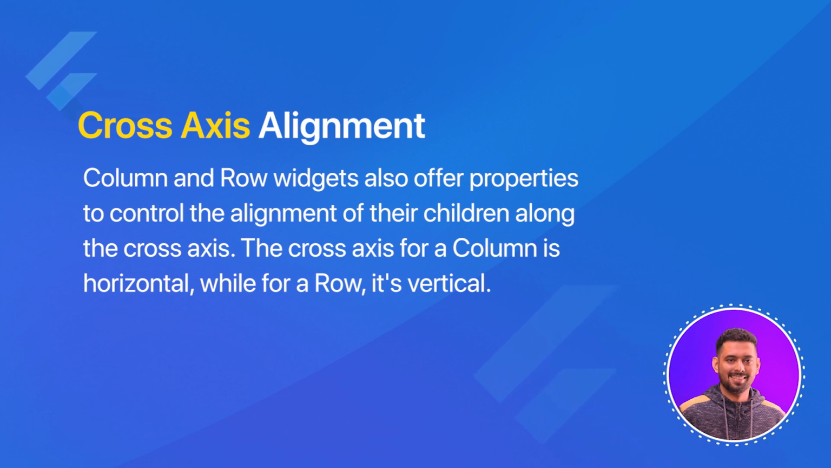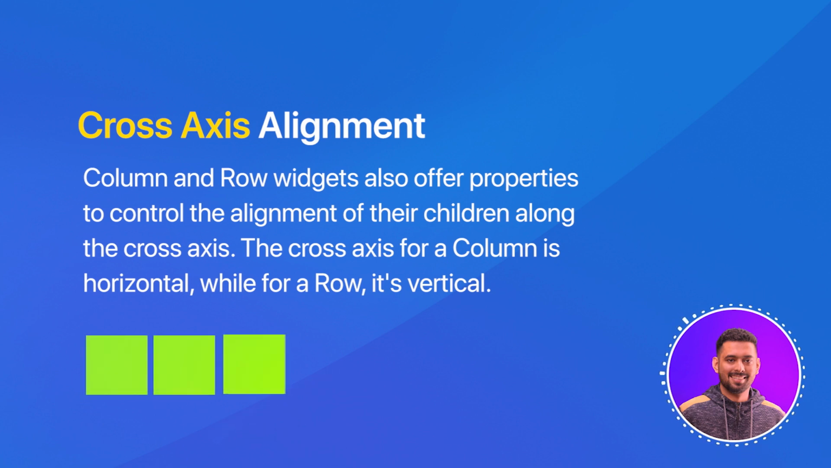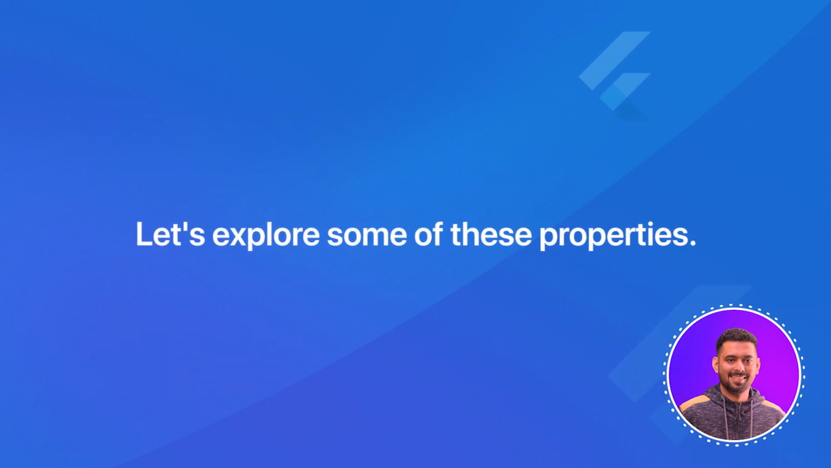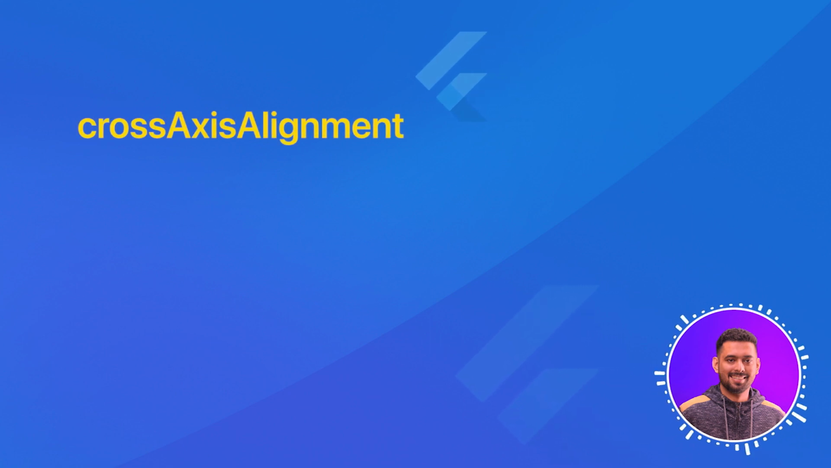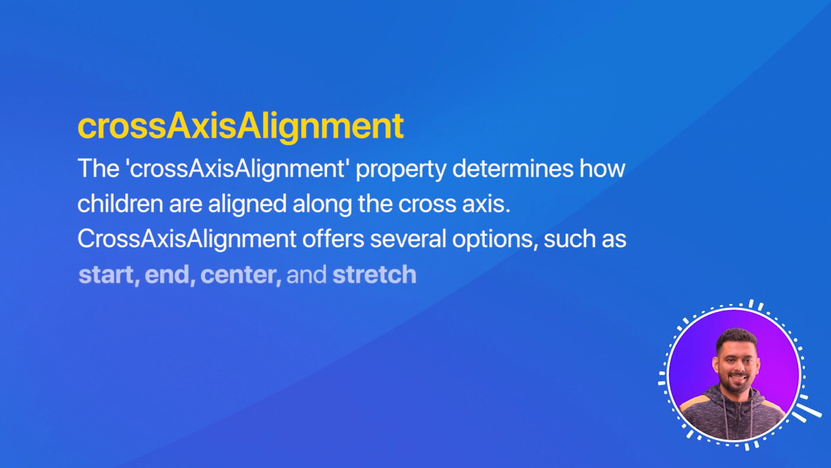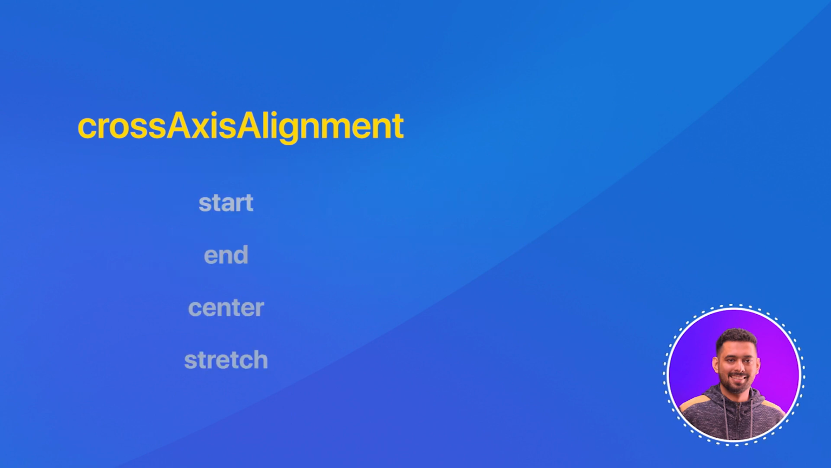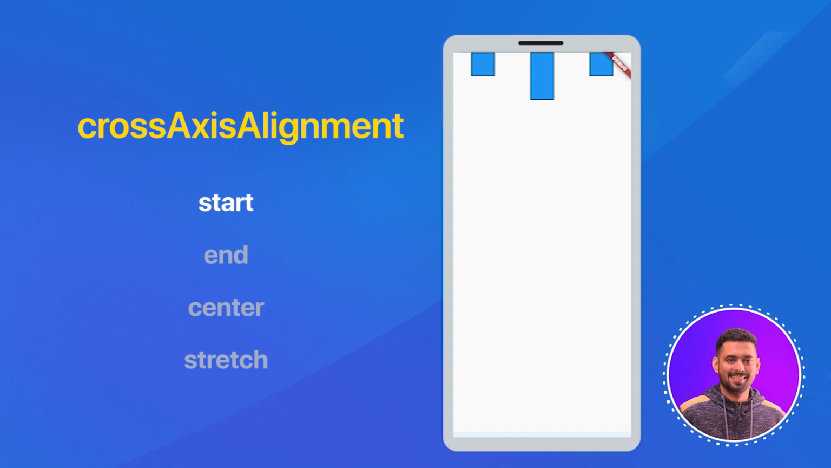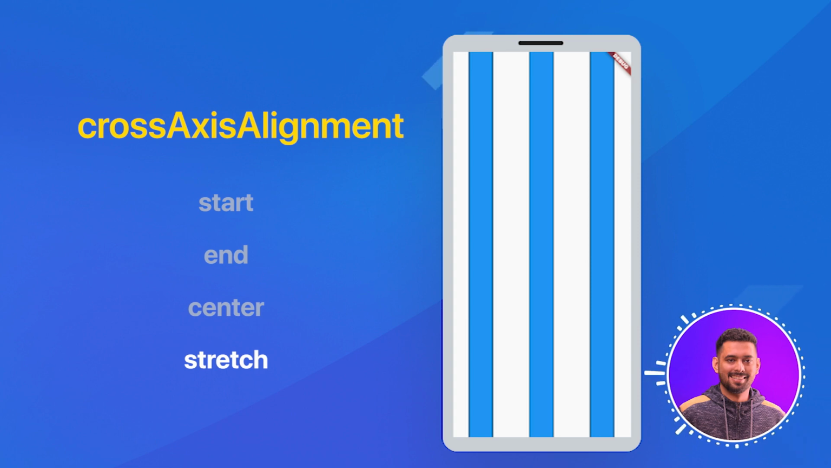Column and row widgets also offer properties to control the alignment of their children along the cross axis. The cross axis of the column is horizontal, while for row it's vertical. Let's explore these properties. Cross axis alignment. The cross axis alignment property determines how children are aligned along the cross axis. Cross axis alignment offers options such as start, end, center, and stretch. Here we can see how different cross axis alignment values affect the alignment of the children.